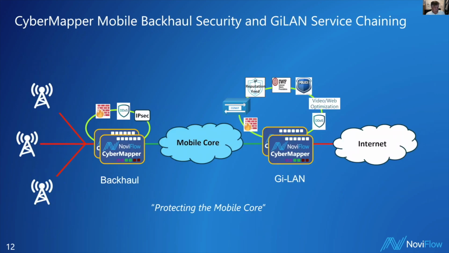This slide shows how CyberMapper with SRv6 can be used in a mobile network. Traffic from the left, or the mobile subscriber, is sent through one or more network services in the mobile backhaul before it is forwarded to the mobile core. Traffic from the right, or the internet, is sent through one or more network services on the Gi-LAN before it is forwarded to the mobile core. The specific set of network services on the backhaul and Gi-LAN vary by operator, and CyberMapper is already in production performing load balancing of security services on the backhaul and Gi-LAN.